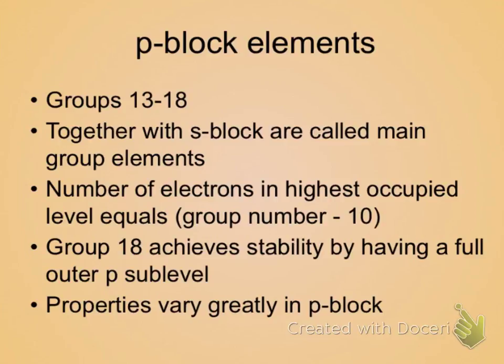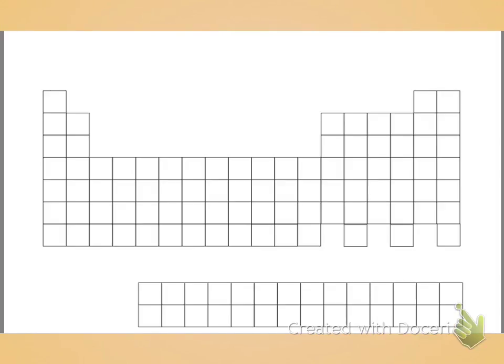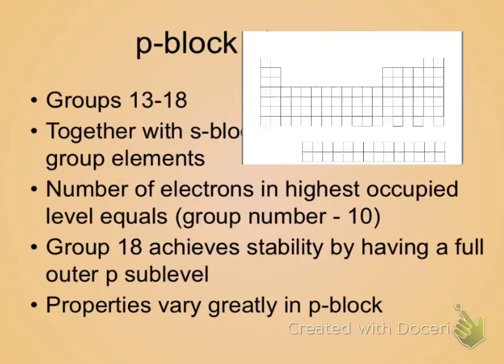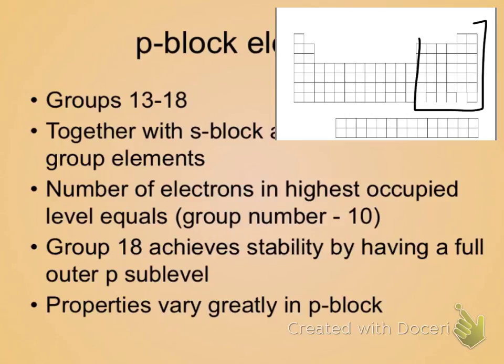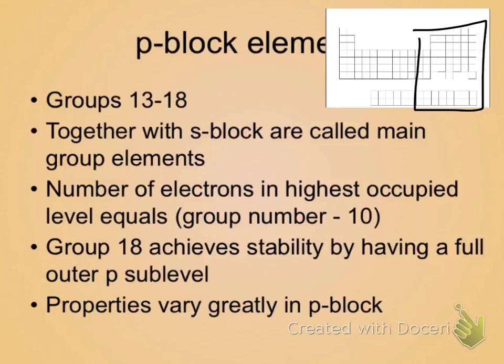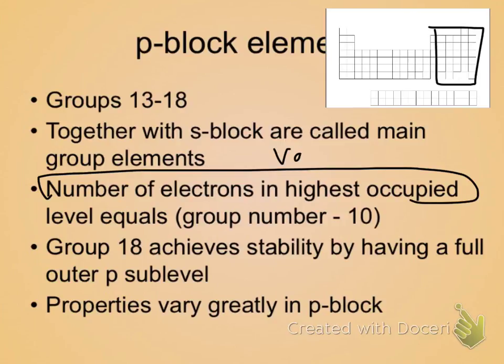The P block. This is groups 13 through 18, and I'll flash up our little image of the P block. We call these and the S block the main group elements. That's how they are referred to. The number of electrons in the highest occupied energy level, which is also called the what? Valence electrons, is equal to the group number minus 10.